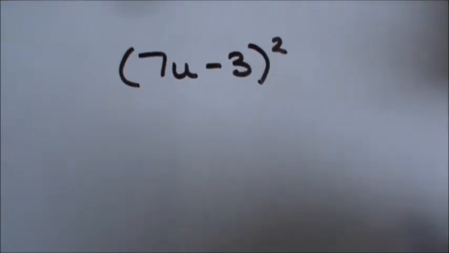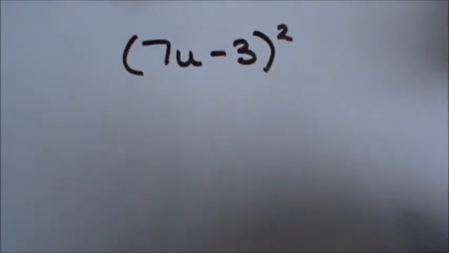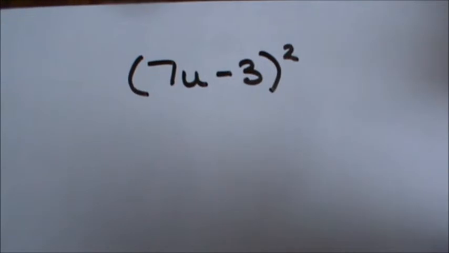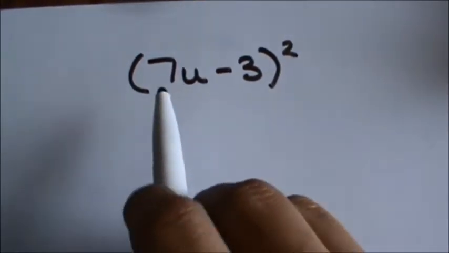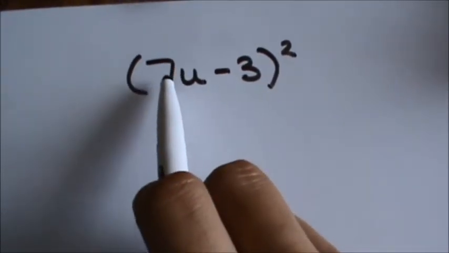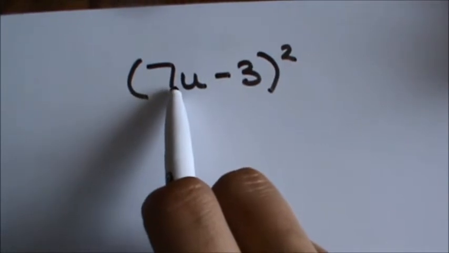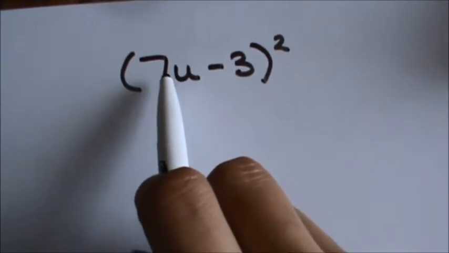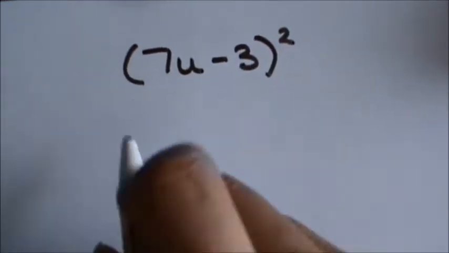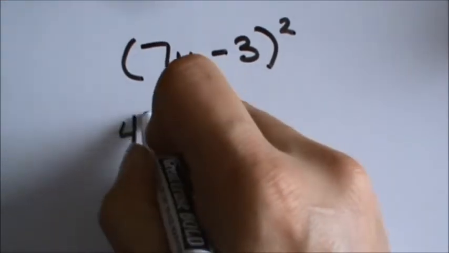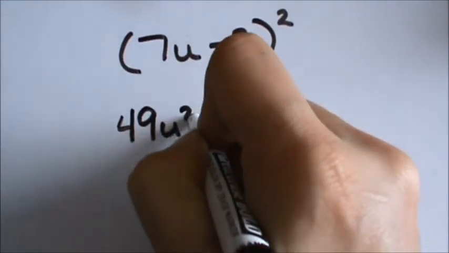Let's square this binomial now, using the shortcuts the book talks about in this section. First thing the book says to do in this section is square the first term, because I know if I'm going to FOIL, it's going to end up being 7u times 7u. So I'm going to square this, and it's going to be 49u squared.